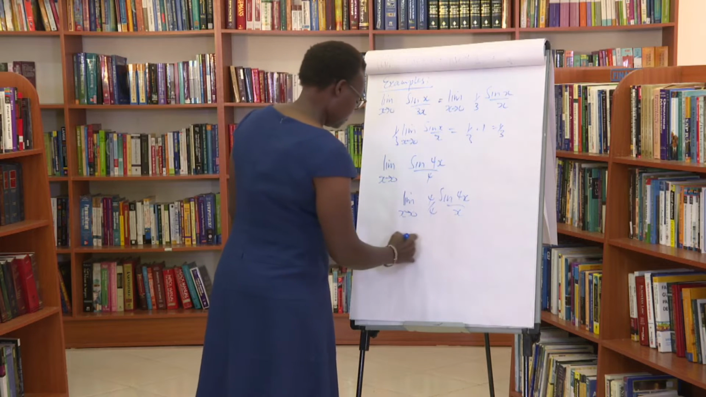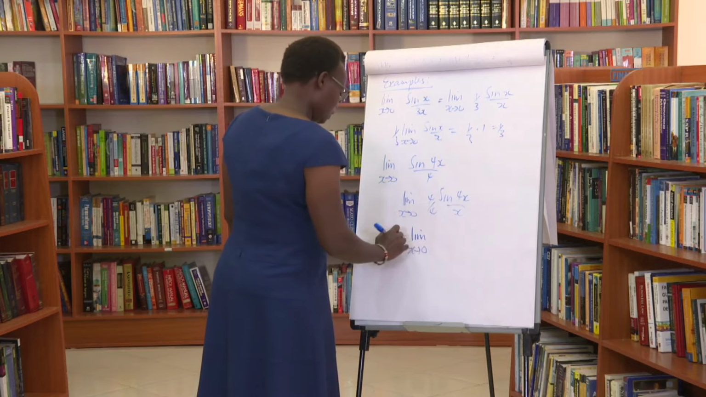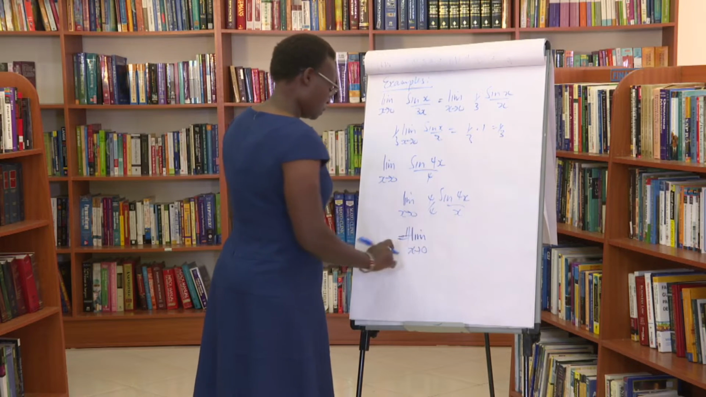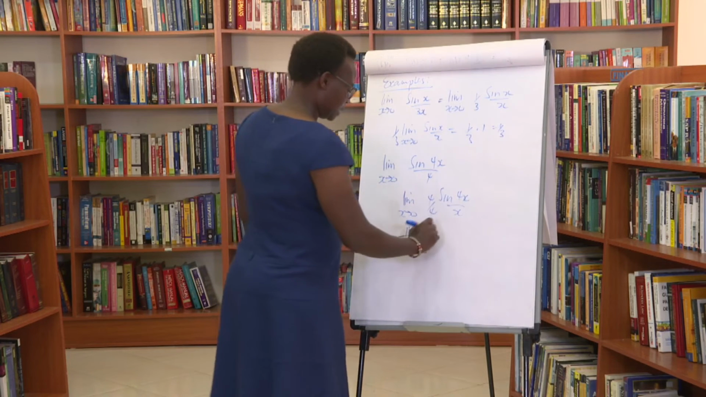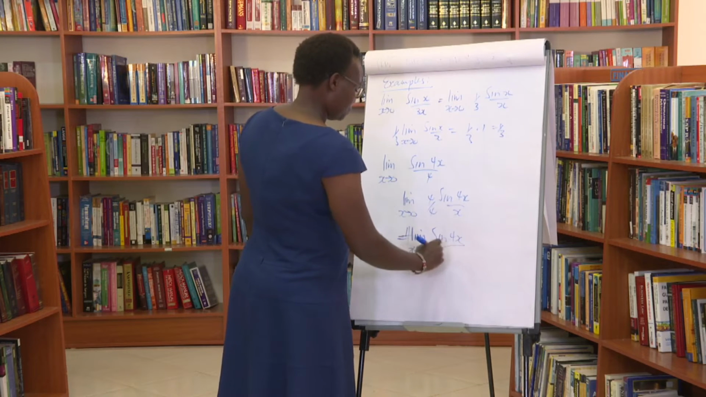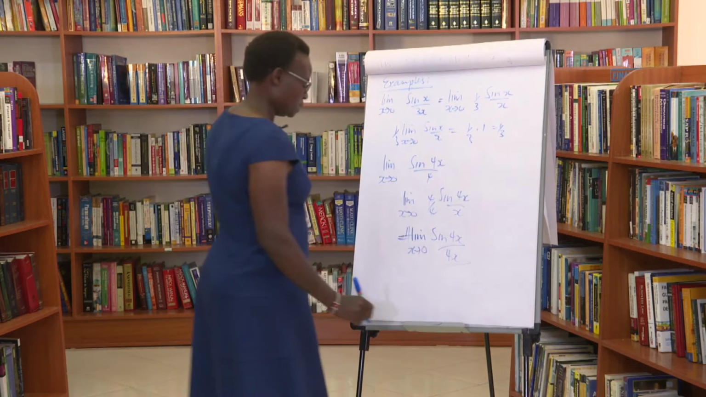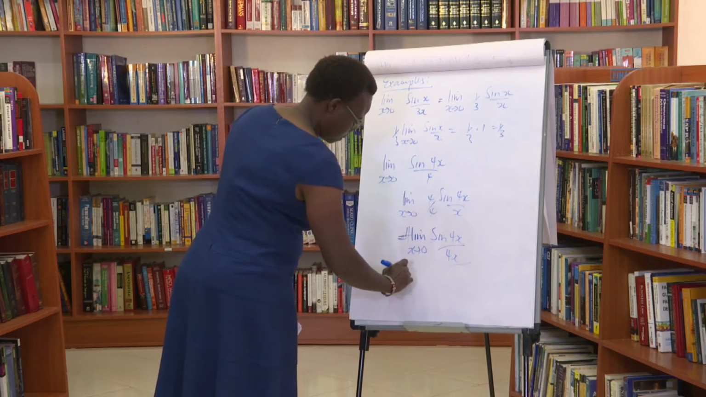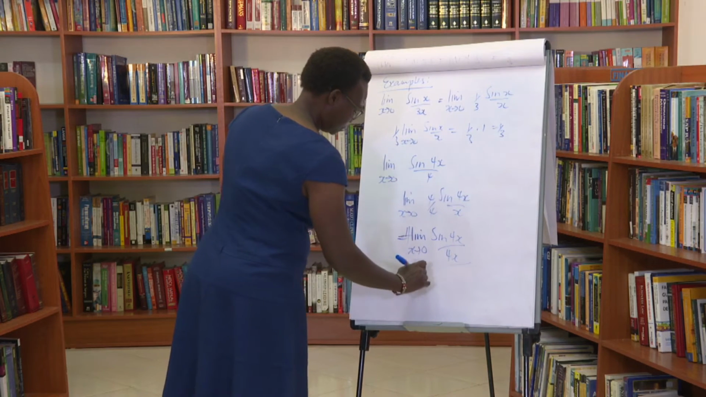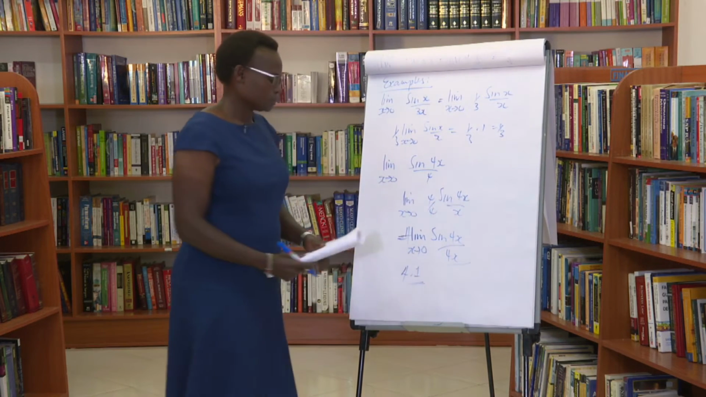So this will be the limit as x tends towards 0, using rules of limits. That should be 4, and then we have sine 4x over 4x. So this one will be 1. So this would be 4 times 1.